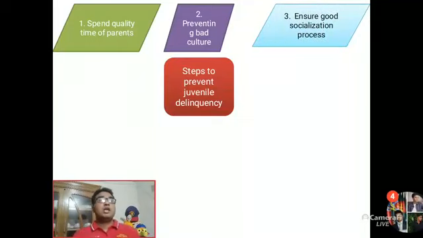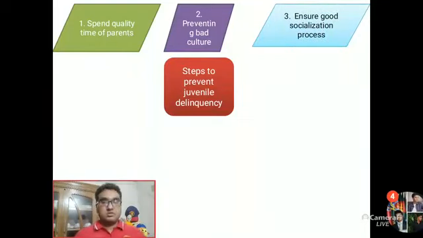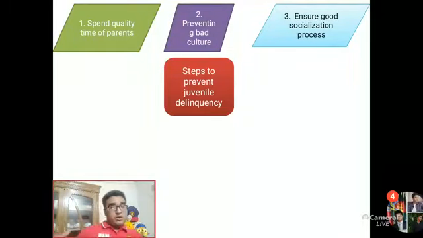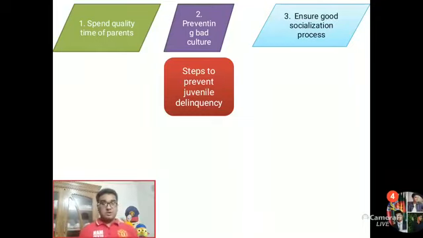Number three, ensure a good socialization process. Basically, socialization means a way to know the rules and regulations of a society. So a good socialization process is very important to prevent juvenile delinquency. Here all parents, at the same time our society and state, should take enough steps to ensure a good socialization process for all children of our country.